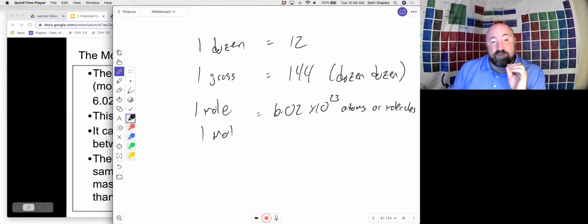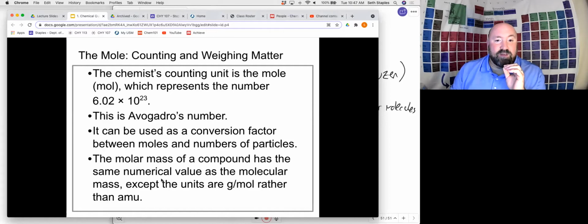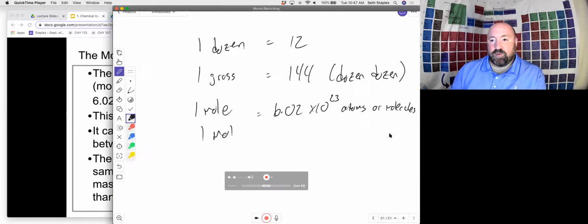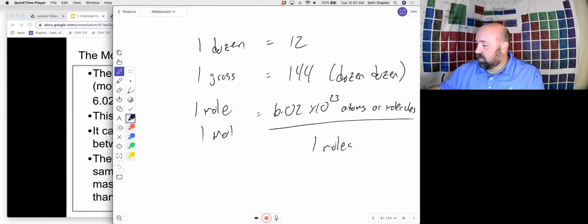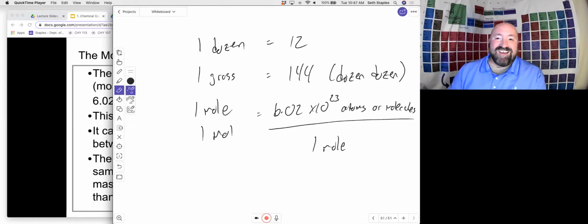And so think back as well to when we talked about dimensional analysis. This is just a conversion factor, just like any other that we looked at. And so we can convert back and forth between the number of atoms or molecules and the number of moles: 6.02 times 10 to the 23rd atoms or molecules per mole.